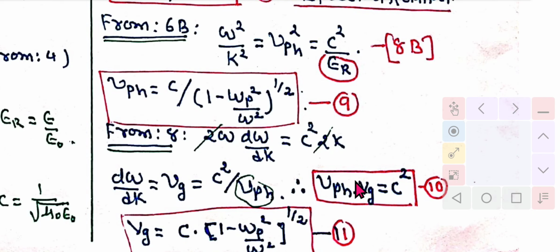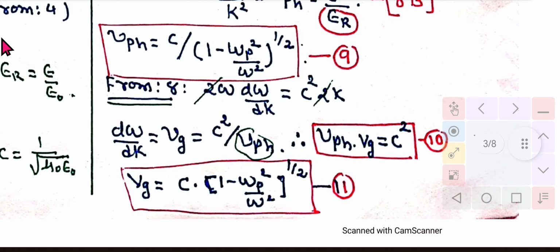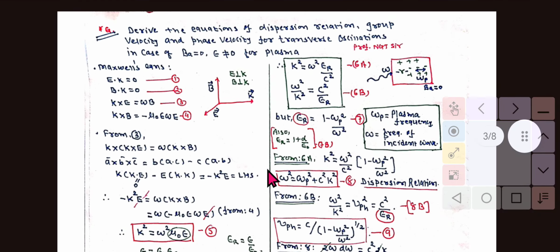So in this way you can prove phase velocity multiplied by group velocity equal to c square, the square of the velocity of light. And group velocity can be written by placing the value of phase velocity in this equation. Group velocity equal to c times (1 minus omega p square divided by omega square) to the power 1/2. So in this way you can get phase velocity and group velocity for transverse plasma oscillations.